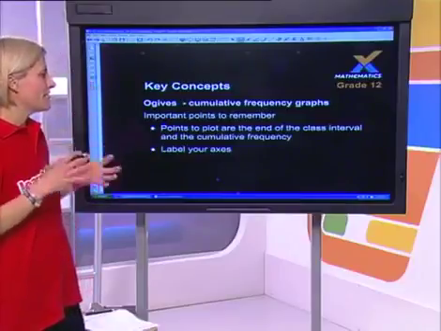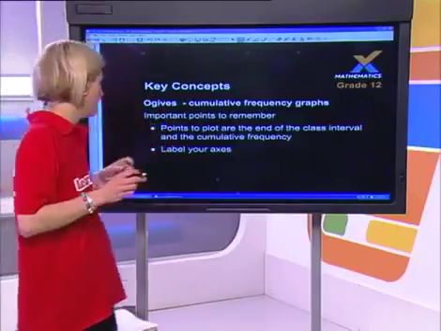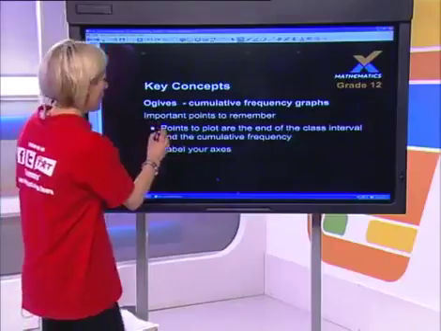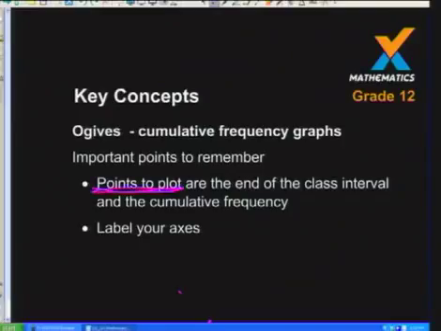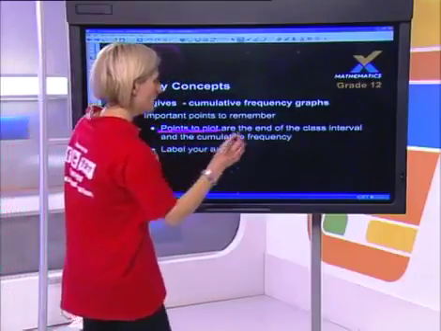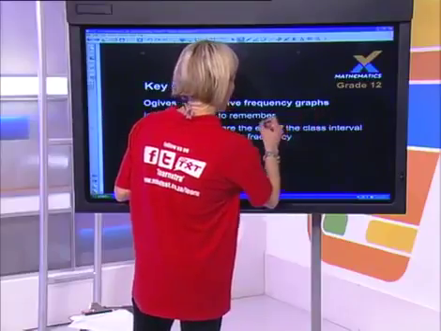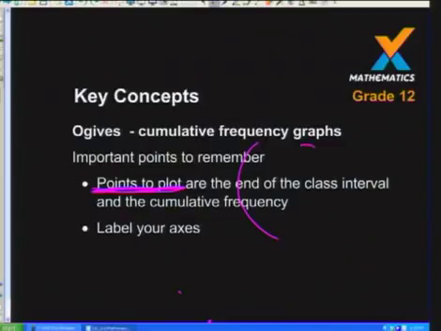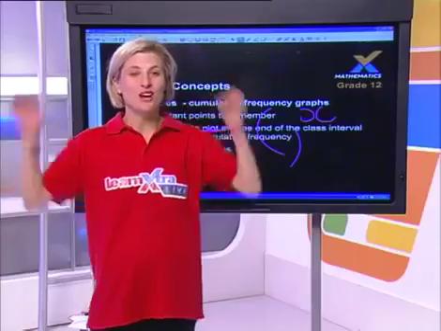Now, a couple of things that are important with an ogive is, firstly, the points that we need to plot. The best way to show you this is by doing an example, which we will do now. But the points that we plot are always the end of the class interval, that is our x value, plotted against the cumulative frequency, which is our y value. Cumulative frequency, boys and girls, not frequency.